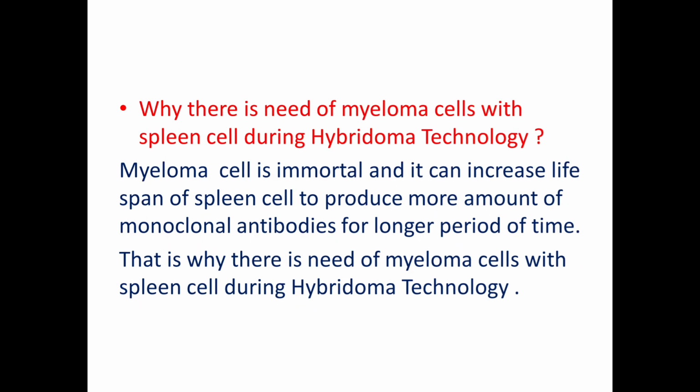Next question is, why is there a need of myeloma cells with spleen cells during hybridoma technology? You know, myeloma cell is immortal and it can increase the lifespan of a spleen cell to produce more monoclonal antibody for a longer period of time. That is why myeloma cells are needed with spleen cells during hybridoma technology, for maximum production of monoclonal antibody against a specific antigen, a specific virus, a specific bacteria.